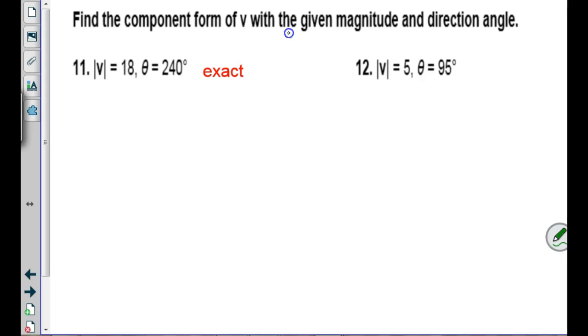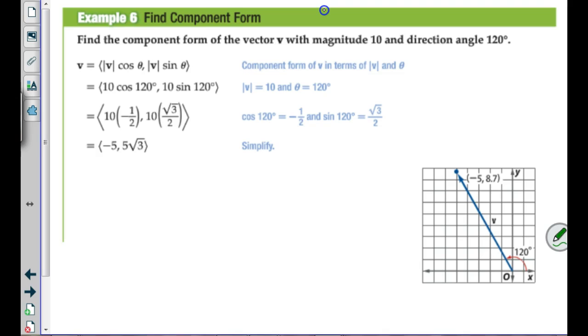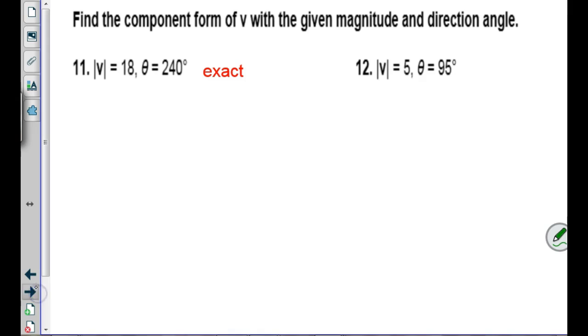Find the component form. Okay, I need to back up and show you this example, but find the component form. We already know how to do this. Does this look familiar, guys? V cosine of the angle. Okay, so it's magnitude, cosine of the angle, magnitude, sine of the angle. There are some that they want to do exactly, and I don't care unless it might be a multiple choice question on the quiz, and then you've got to pick out the right choice.